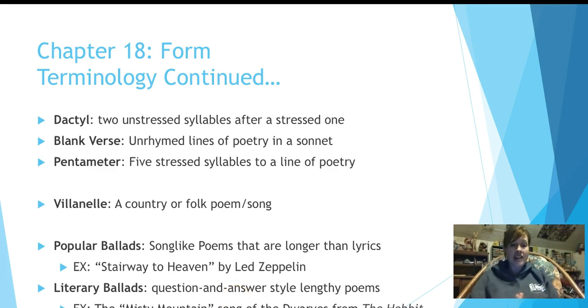And even that contrasts to the literary ballad, which is a lengthy story-like poem that has kind of a question and answer format. It proposes questions to the reader, and then it actually answers those questions within the poem. And I always think of the Misty Mountain poem, song that the dwarves sing in The Hobbit, because it's talking about their history and also explaining who they are and why they've come to Bilbo's house. And it's more of a ballad, but it has kind of a literary quality to it.